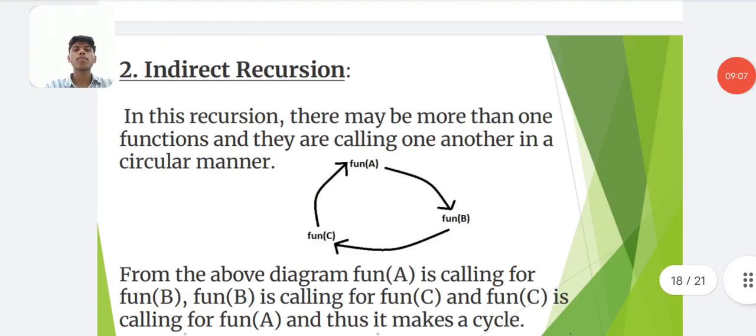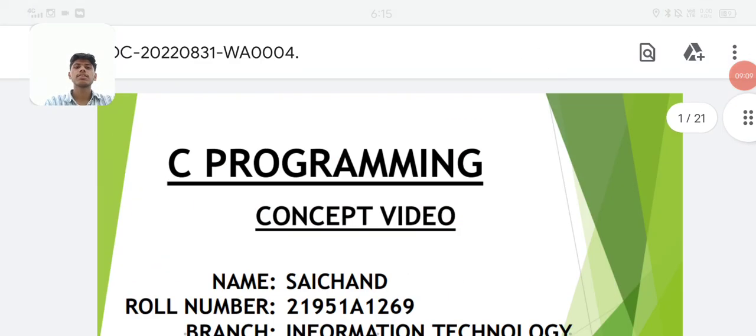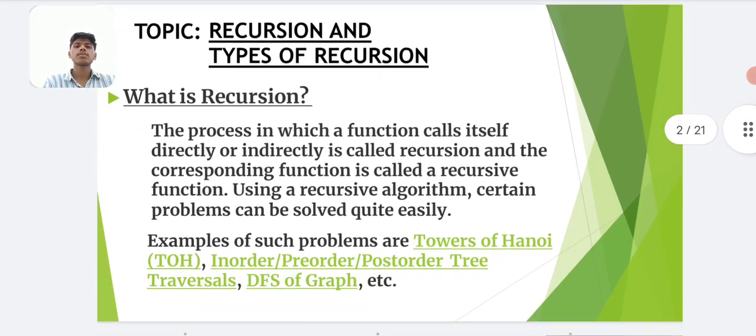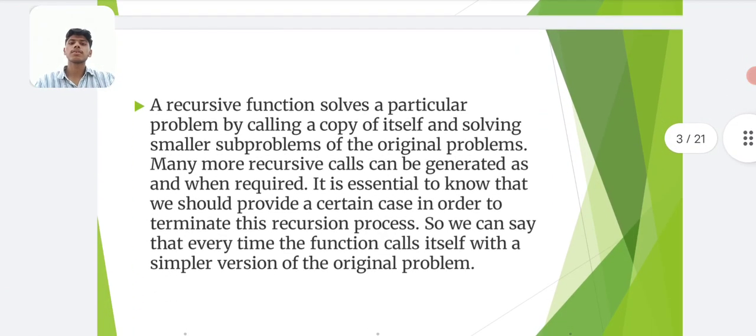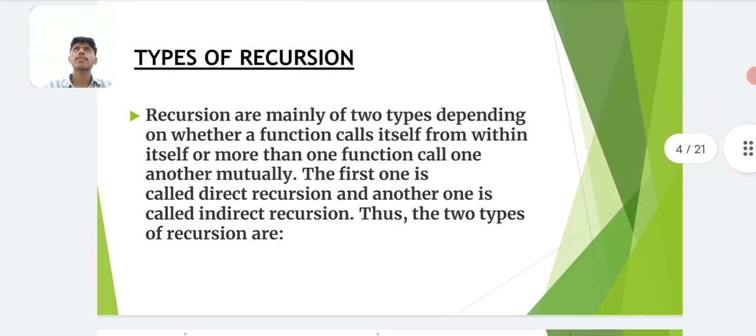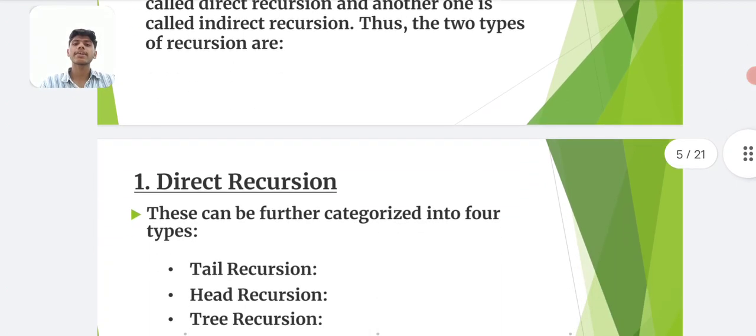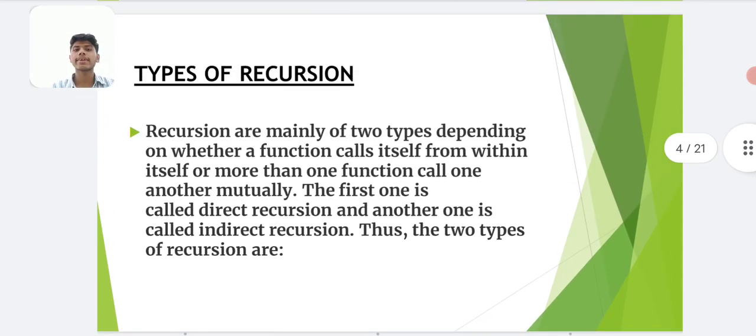Now let's recap what we studied in this presentation. So what is recursion? The process in which a function calls itself directly or indirectly is called recursion, and the corresponding function is called a recursive function. There are two types of recursion. The first one is direct recursion and the second one is indirect recursion.